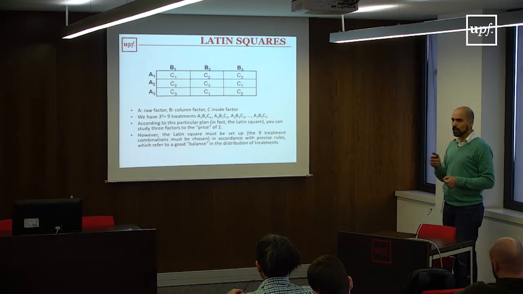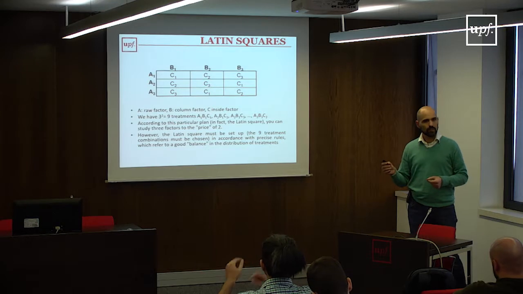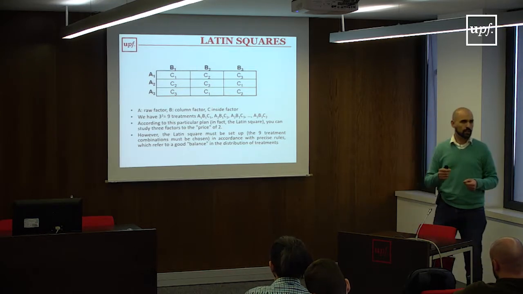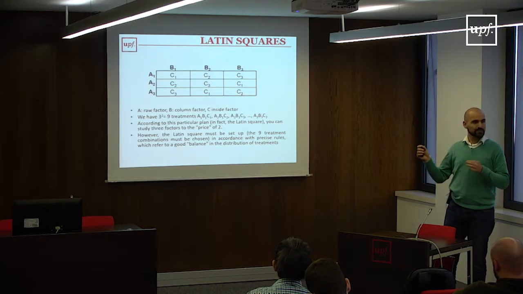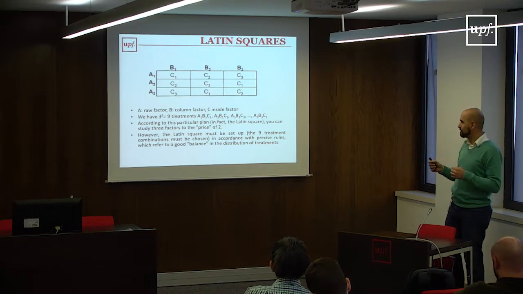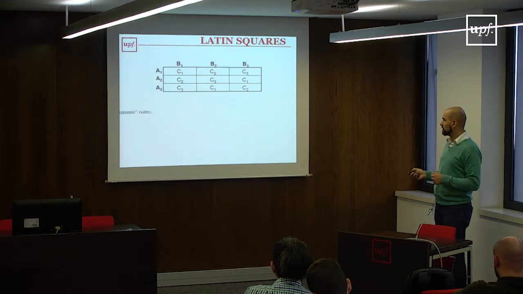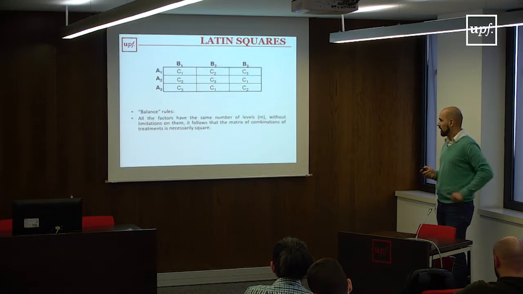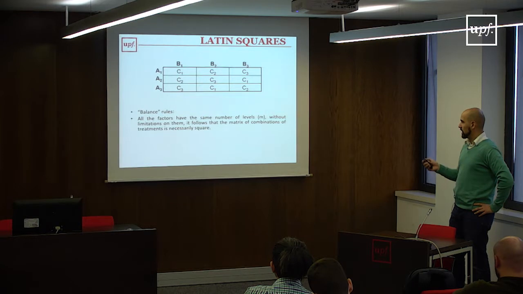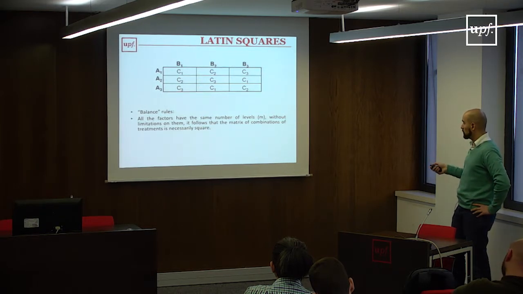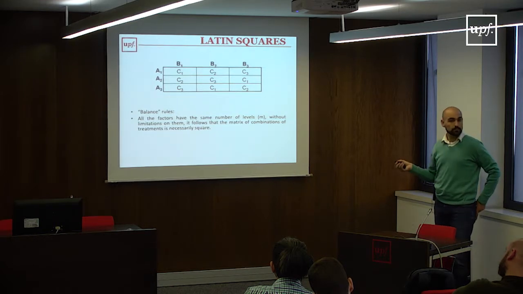Of course, we cannot choose these levels randomly. Neither can we choose the position of these combinations randomly. They must be chosen in a balanced way. Let's see what it means. All the factors have the same number of levels, without limitation on them. It follows that the matrix of combinations of 3 terms is necessarily square.